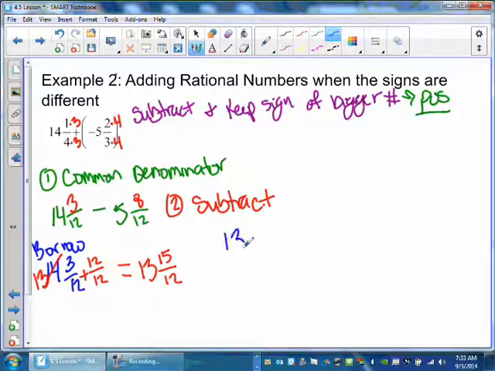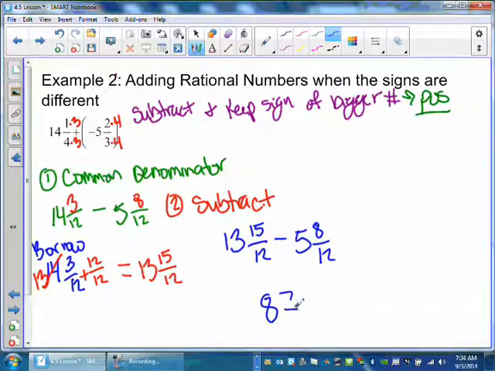So I have 13 and 15 over 12 minus 5 and 8 over 12. Then I just subtract. I subtract my whole numbers. 13 minus 5, I get 8. 15 minus 8, I get 7. Keep my denominator. Let's double check whether I'm supposed to be positive or negative. I subtracted and keep the sign of the bigger number, which was positive. So this is my final answer, and it is positive.